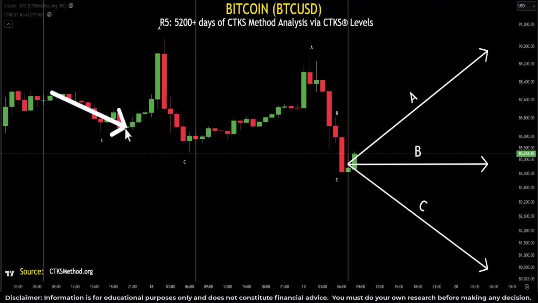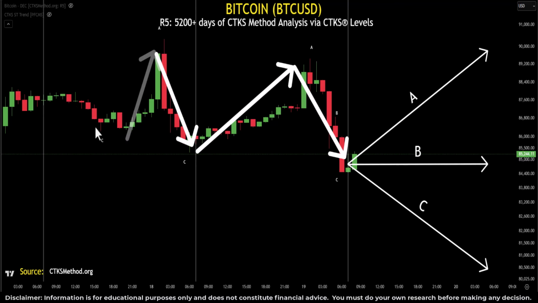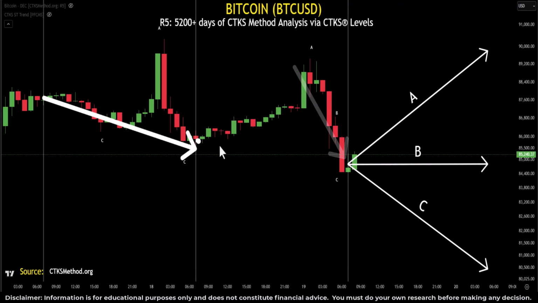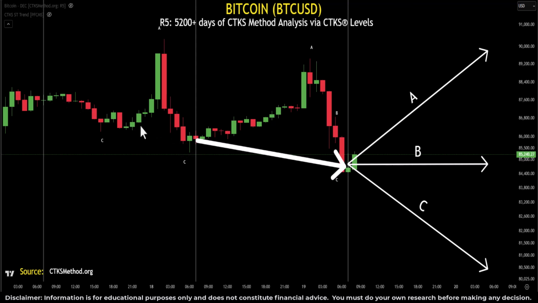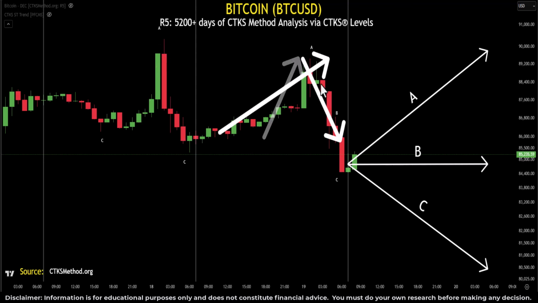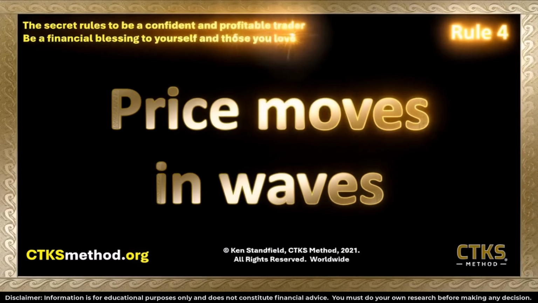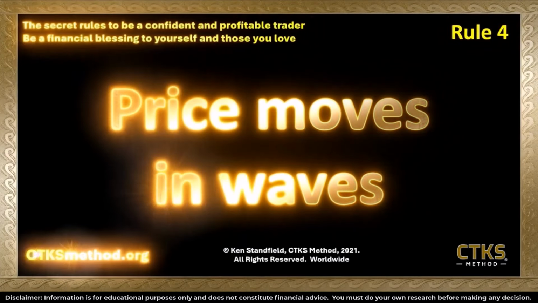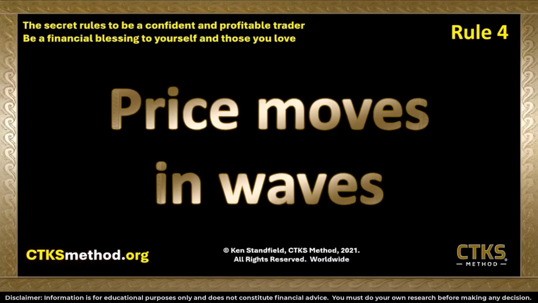And the reason that I've been doing these ABC paths is to help you see just how variable price is within a specific 24-hour period. Even though it can finish down, it doesn't mean it can't spike up. And if something is spiking up, it doesn't mean that it can't finish down. And this is the nature of one of the most important rules you'll ever make your own. That rule is Rule 4, price moves in waves. Price moves in waves is an incredibly important rule.